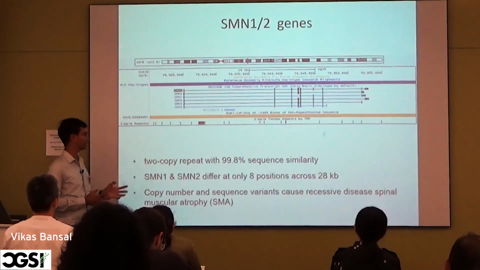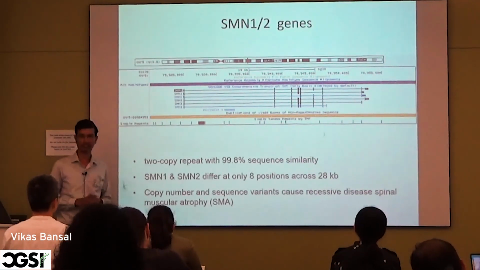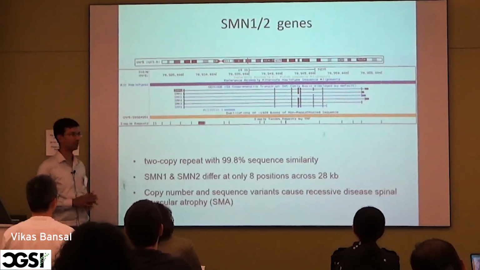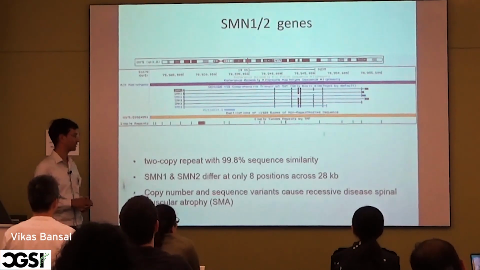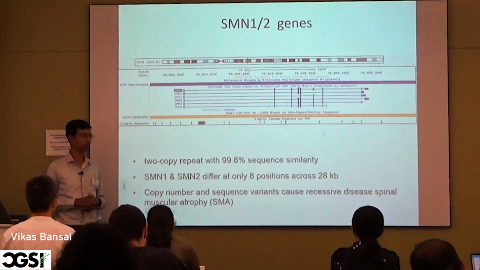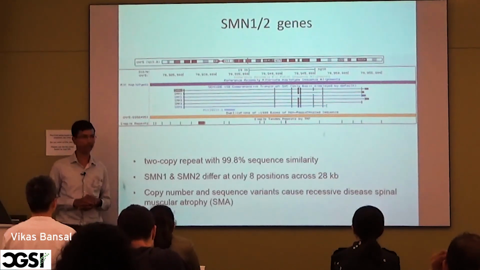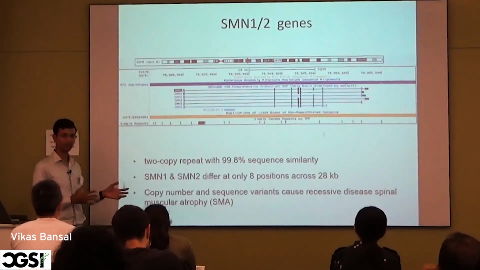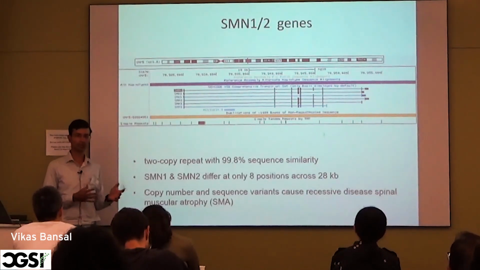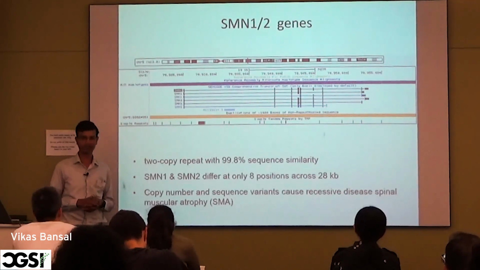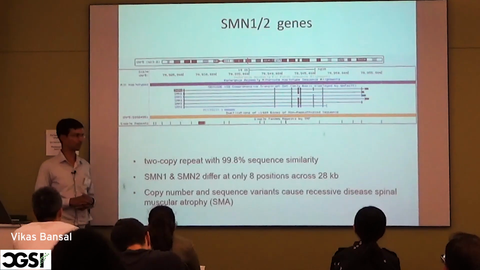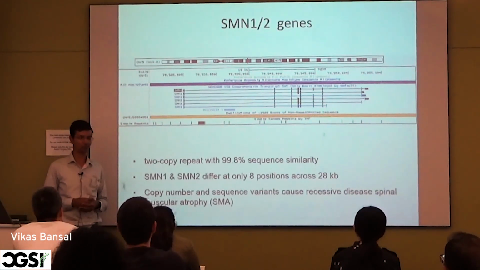SMN1 and SMN2 are relevant because in 1995, well before even the human genome was sequenced, SMN1 was shown to be the causal gene for a rare recessive disease called spinal muscular atrophy, which causes muscle and neuron wasting. Interestingly, both SMN1 and SMN2 are functional, but SMN1 generates more functional protein than SMN2, and therefore the copy number of both SMN1 and SMN2 is relevant for predicting whether someone will have spinal muscular atrophy, and whether it will be a severe or a mild form of the disease.